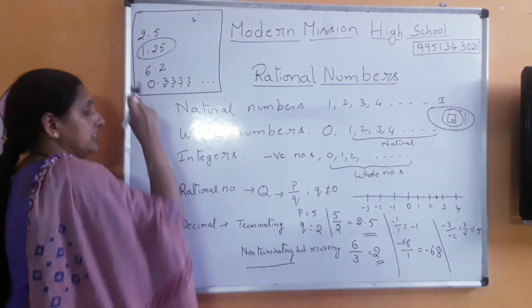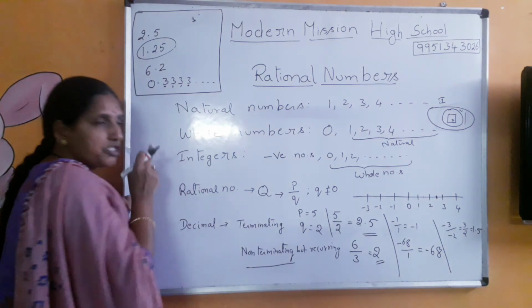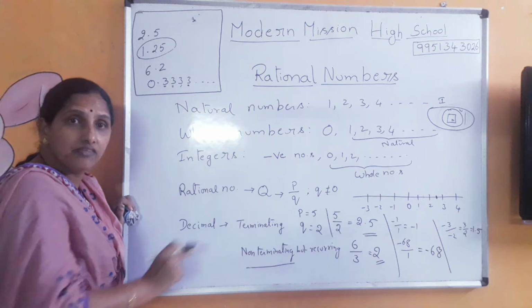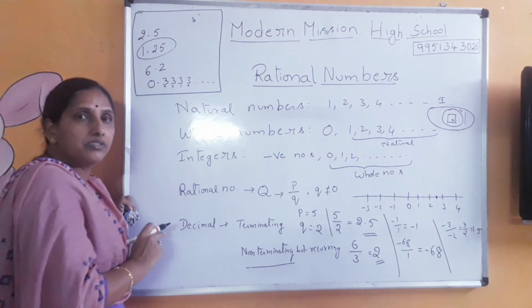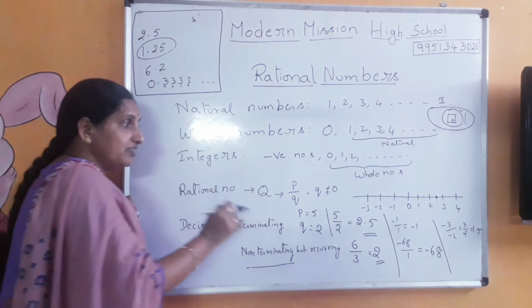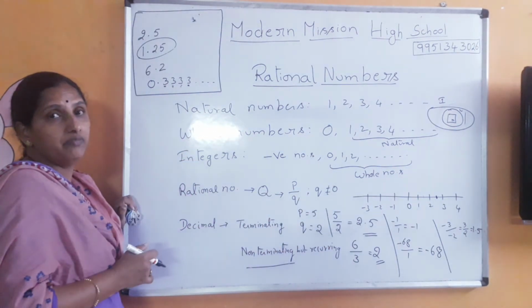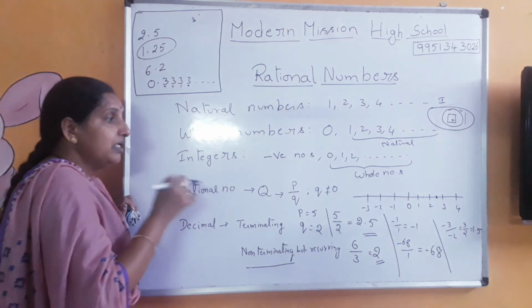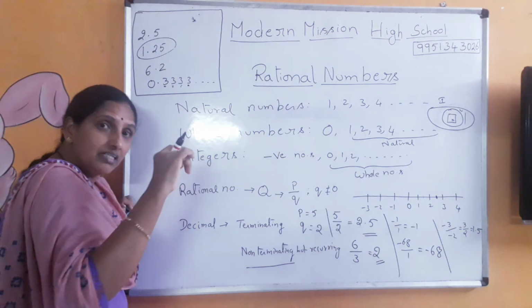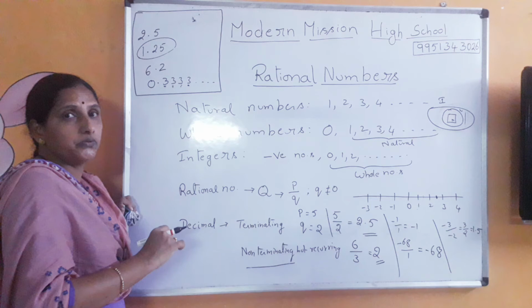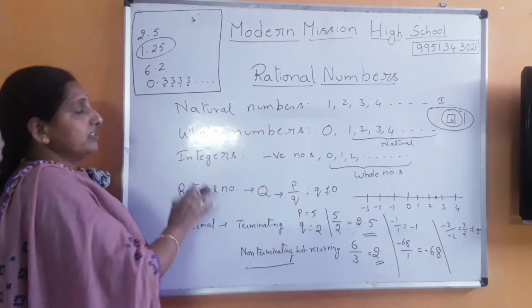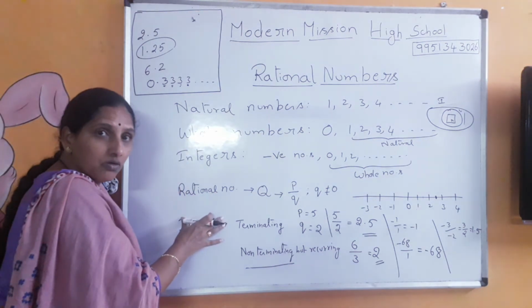Such numbers again fall under rational numbers. So suppose the numbers are not given in fractional values, but they are given in decimal values. How do you identify whether the given number is a rational number or not?